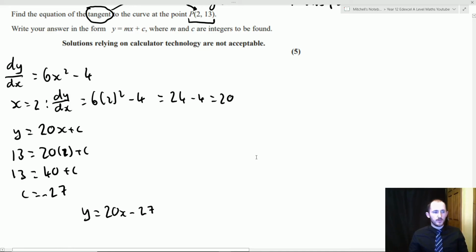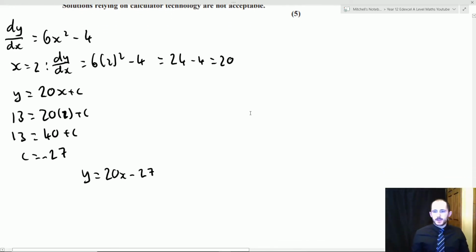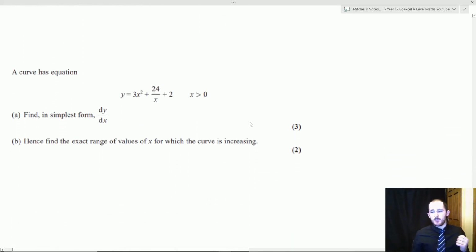So again, just think about what you need and what you can get. Combine those two things and you should be able to work out pretty much anything in A-level maths. I gave myself way more room than I needed. Okay.